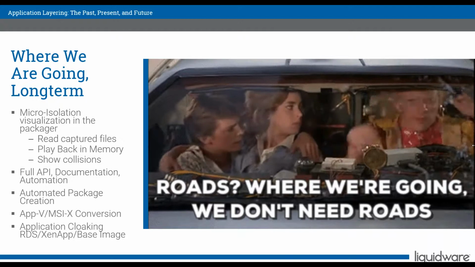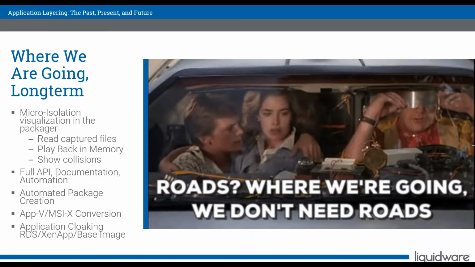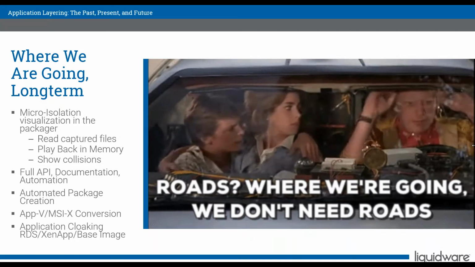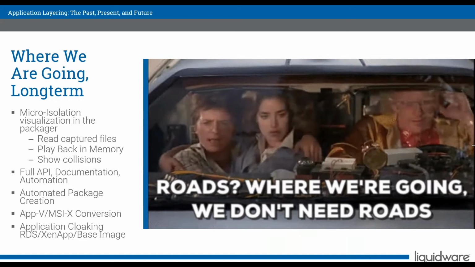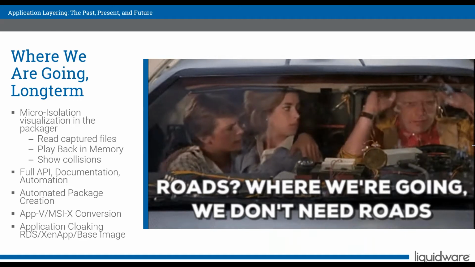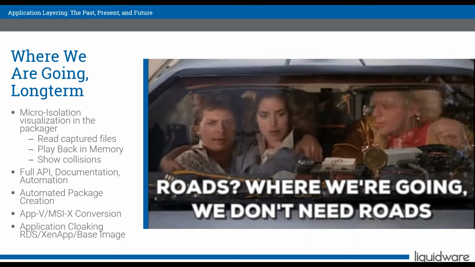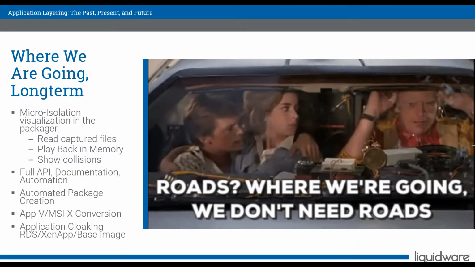I can read captured files, originally VHDs. I can play them back in memory. I can show you where those collisions are going to occur. So where are two applications going to step over each other on the same registry space, or where two apps are going to fight over two different versions of the same DLL?